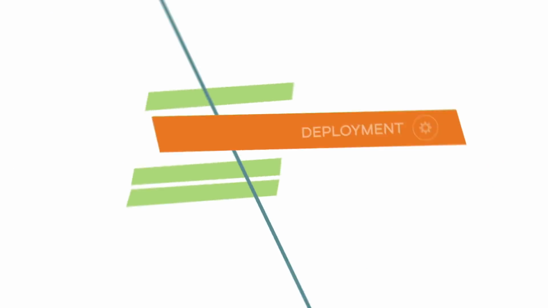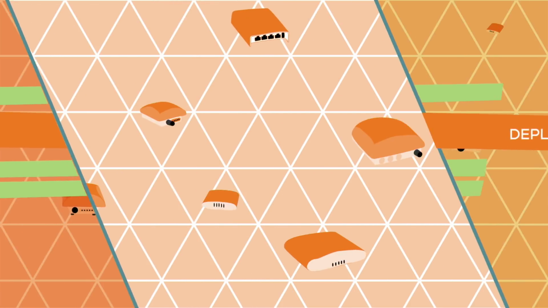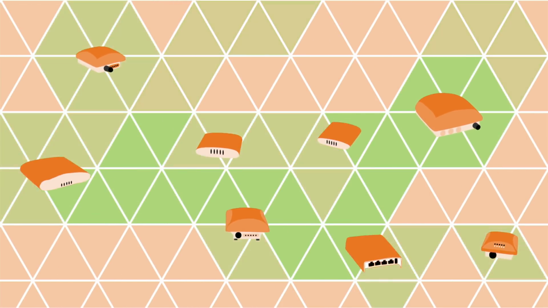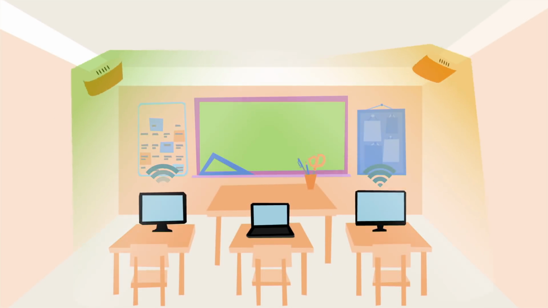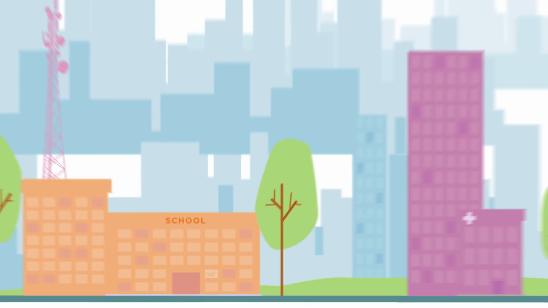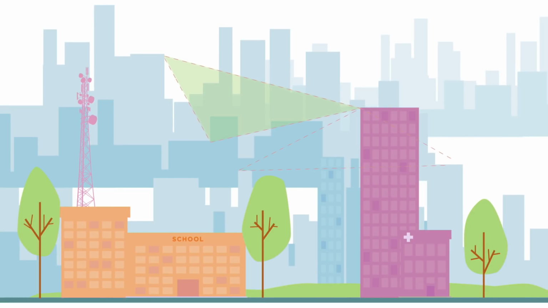Then there's the problem of deployment. Where do I place my APs for optimal performance and easier cabling? Where do I mount them? On the ceiling, on the wall, or on a pole? Imagine a hotel, a school, or even a smart city. Huge coverage area makes it tricky.